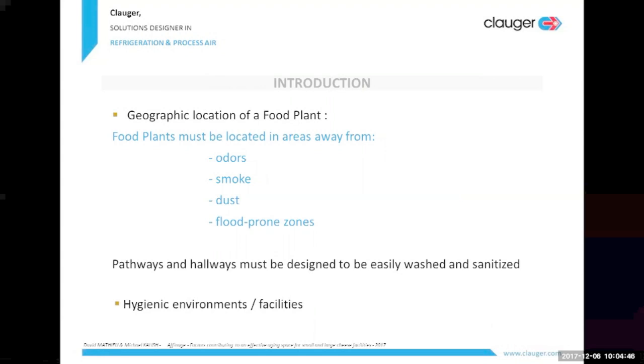When you choose to make a food plant, it's very important to choose an area which is away from bad odors, smokes, dust, or a flood-prone zone. Pathways and hallways must be designed to easily be washed and sanitized. We need to keep a hygienic environment in our facility.